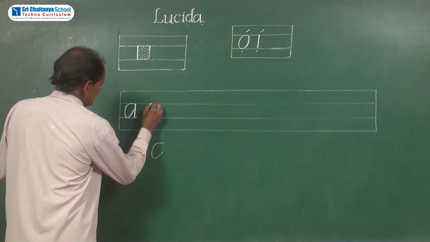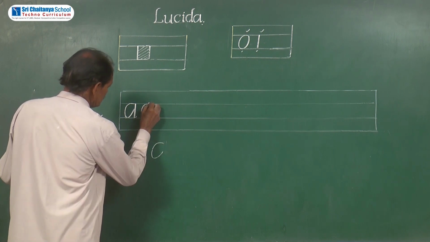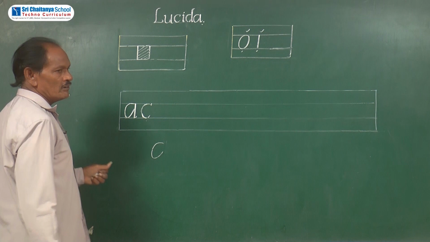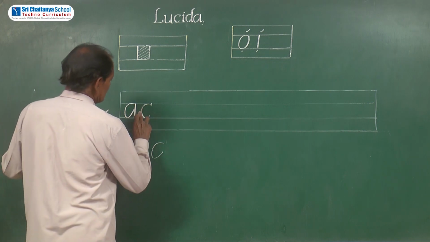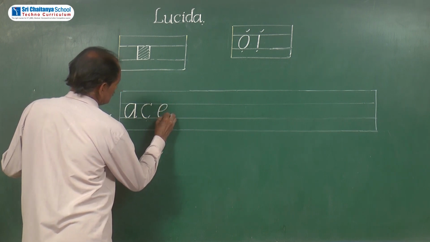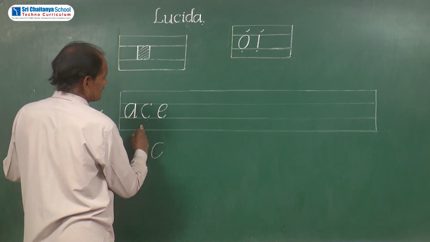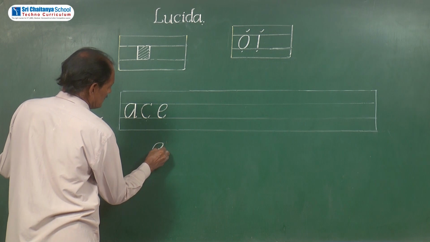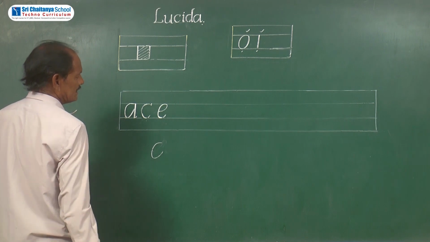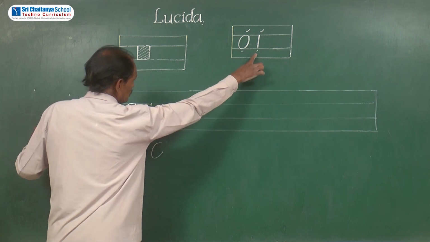Second middle zone letter is C. This is also derived from the vowel shape. And the next middle zone letter is E. This is also from the vowel shape. C and E, both these letters are written with the help of the middle zone. C and E. Next middle zone letter is I, with the help of this stroke.